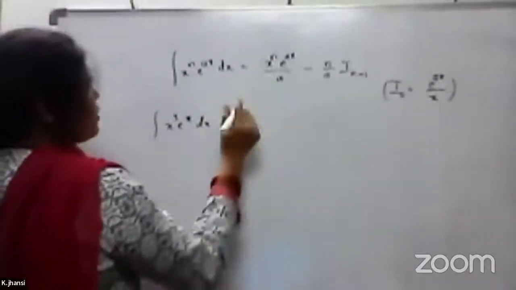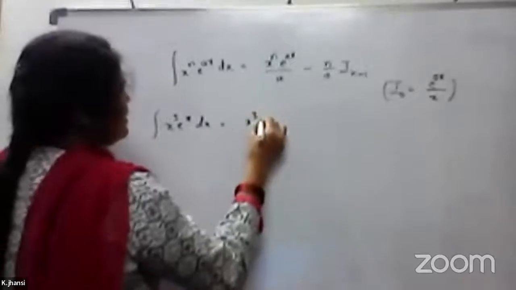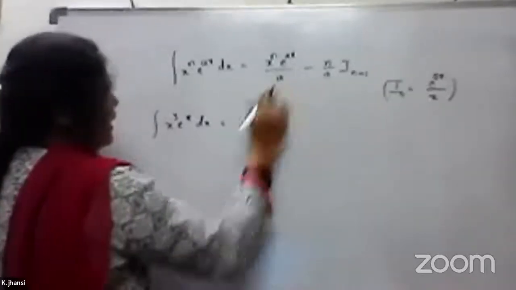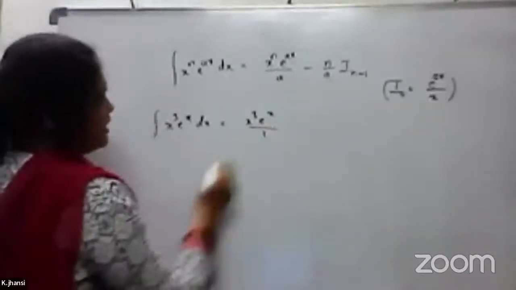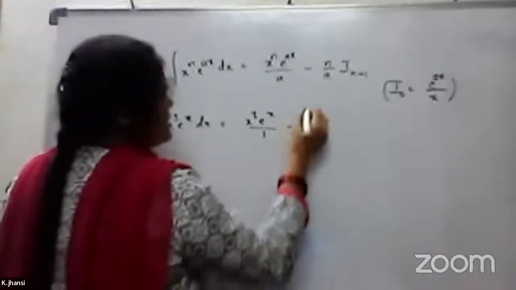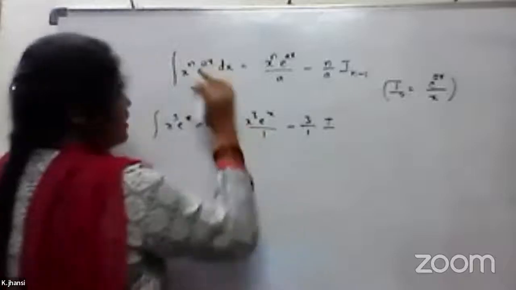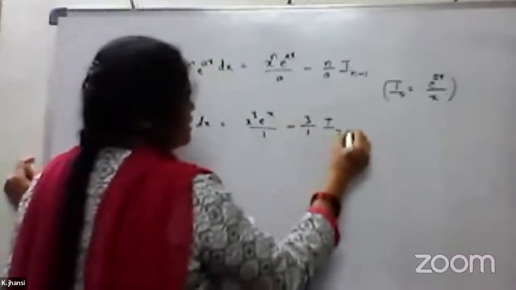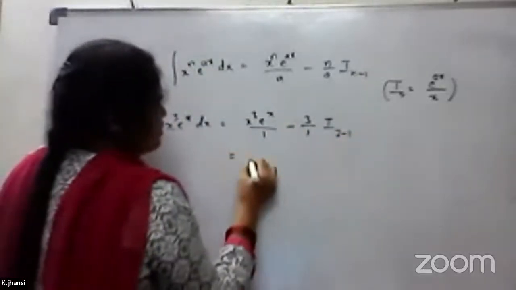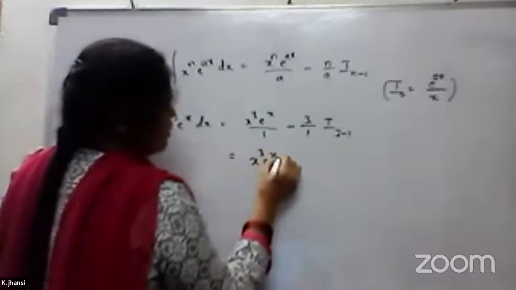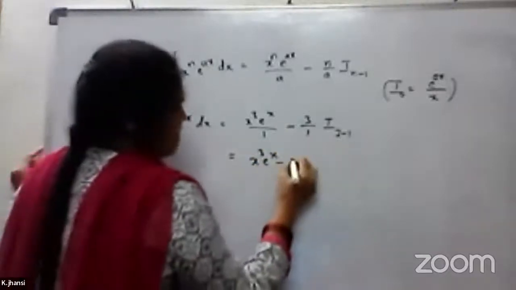That is x to the power of 3 e to the power of x by a value is 1 now. So you write in the denominator 1 minus n value is 3 by 1 I. Our n value is 3. So 3 minus 1. It is equals to x cube e to the power of x minus 3.